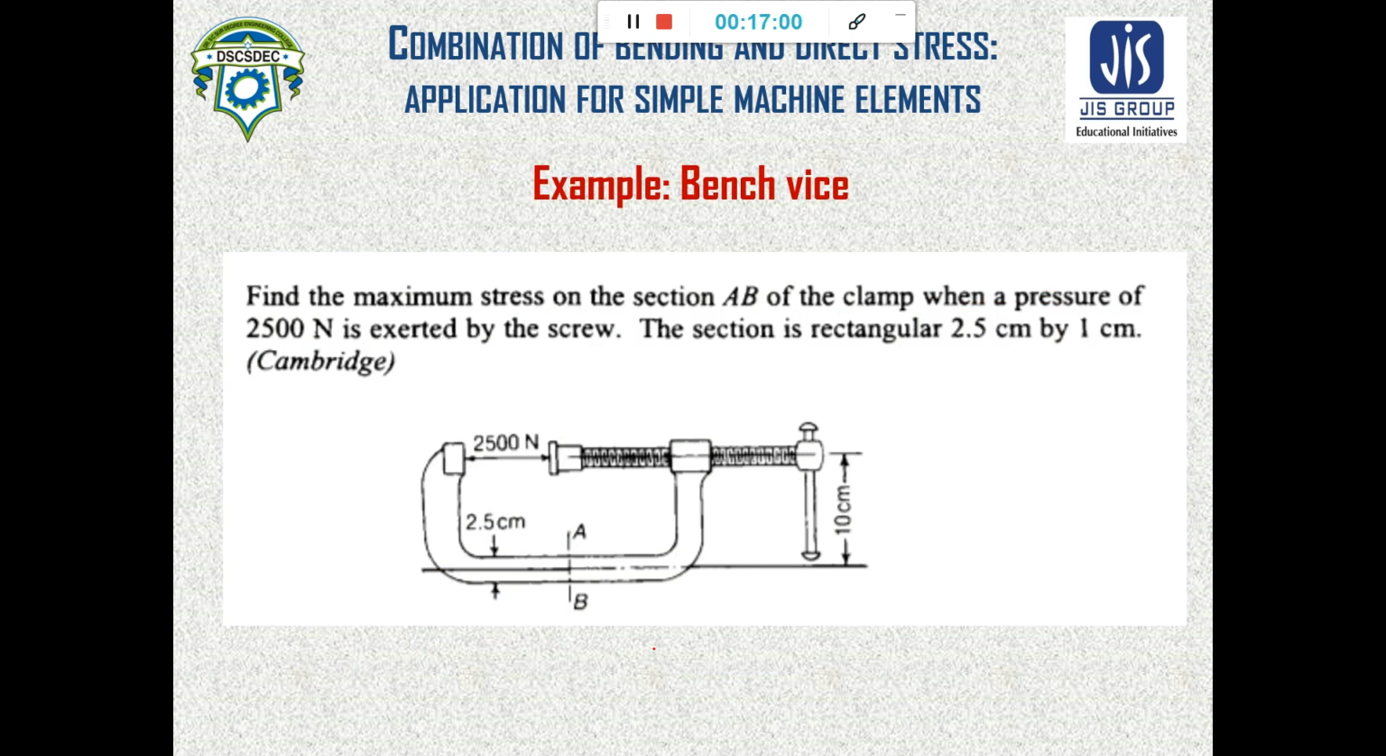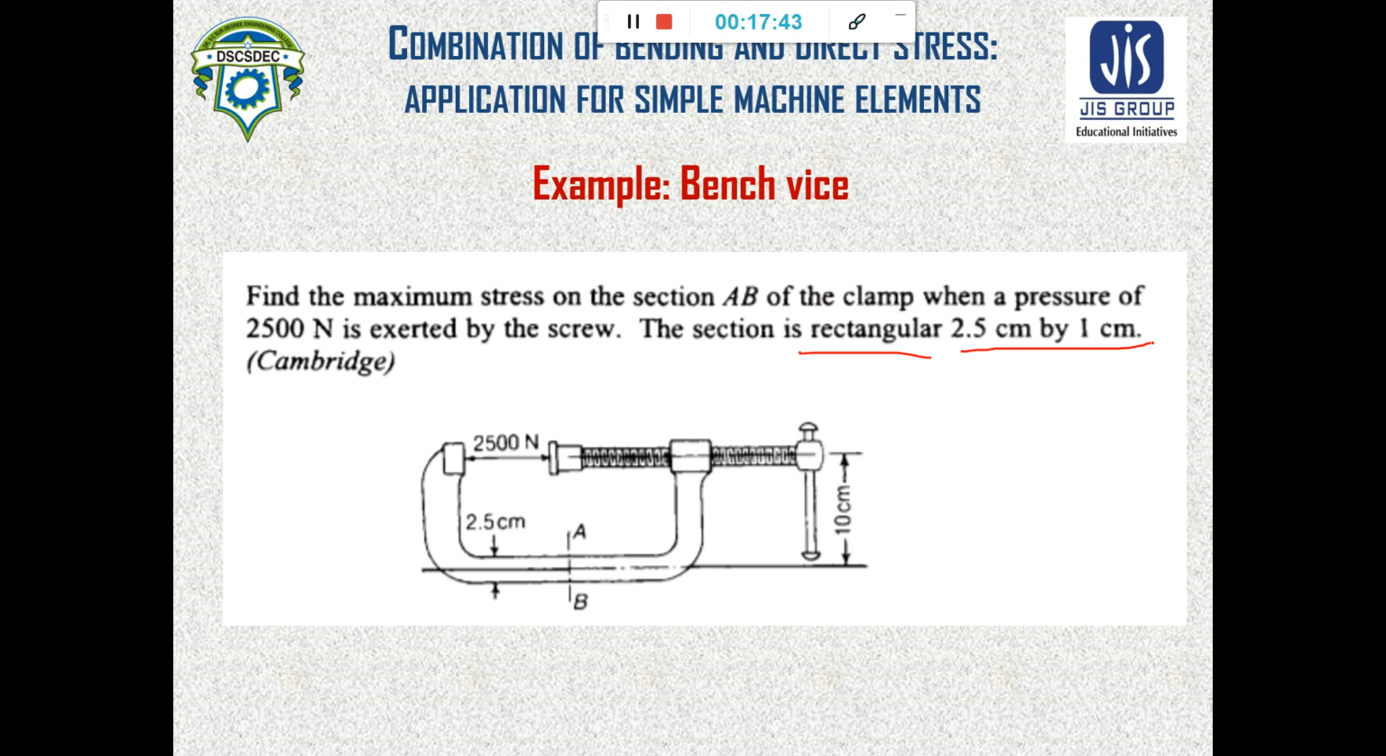Now let's take an example of a bench vice. This type of question may come in your problem: find the maximum stress on the section AB of the clamp when the pressure of 2500 newton is exerted by the screw, and the section is rectangular. See here, the section is rectangular, 2.5 cm by 1 cm. What we need to do first, our first step, is to identify the section. So the section is a rectangular section of 2.5 by 1 cm.